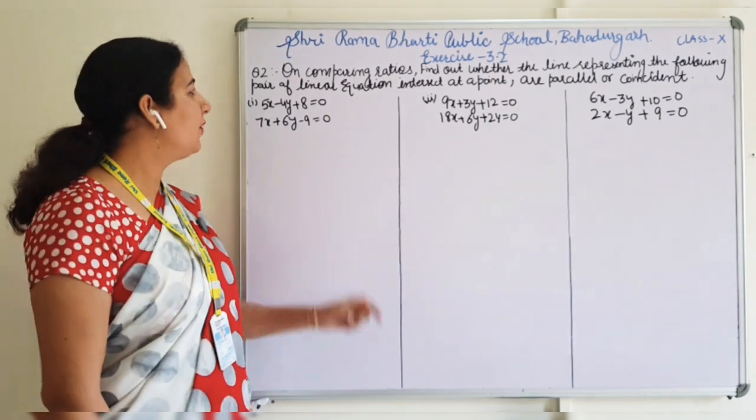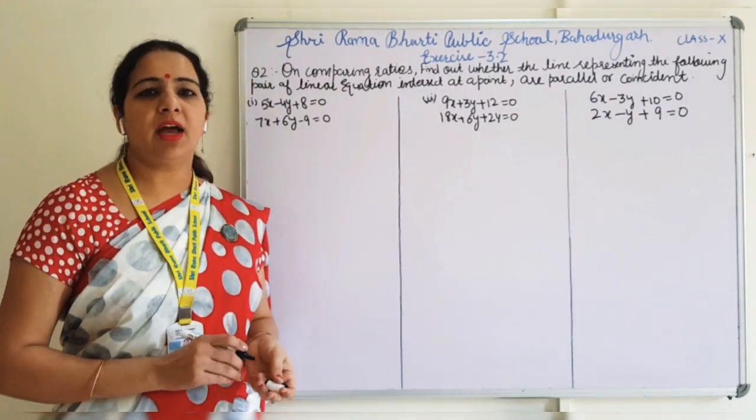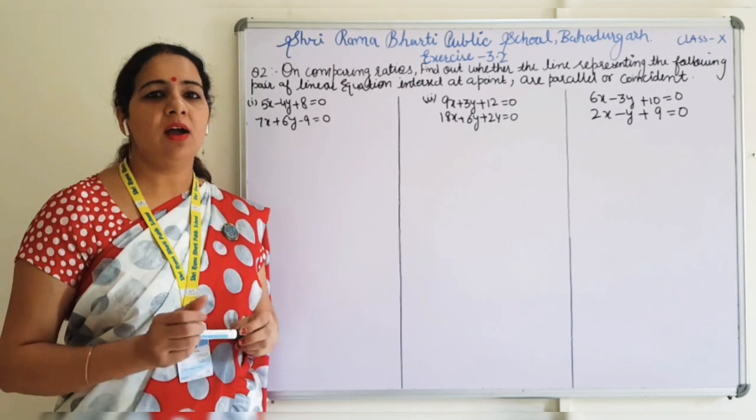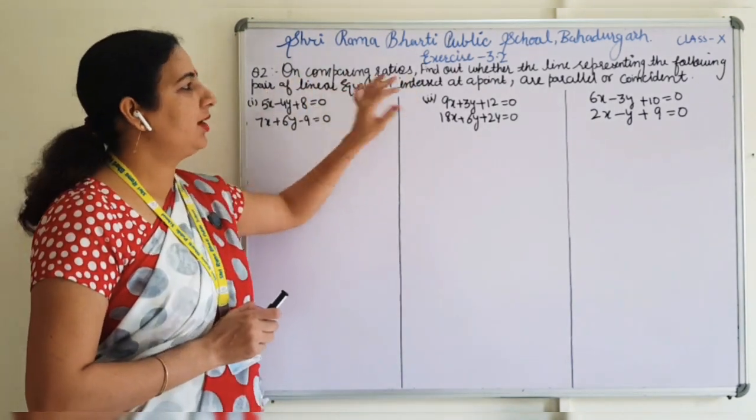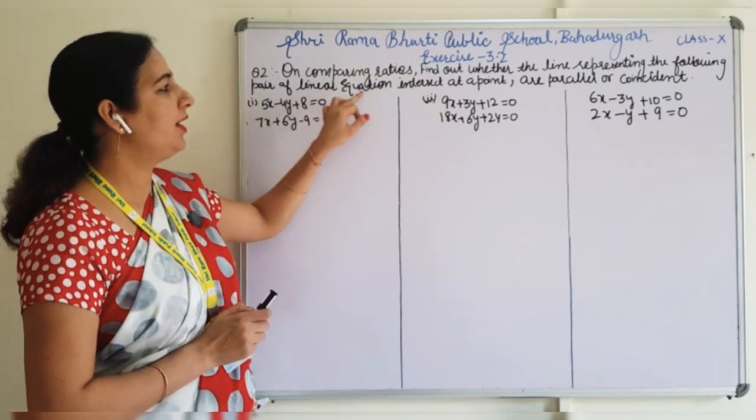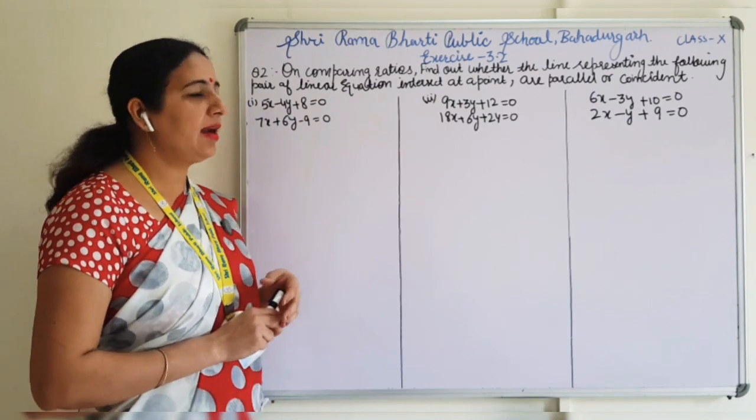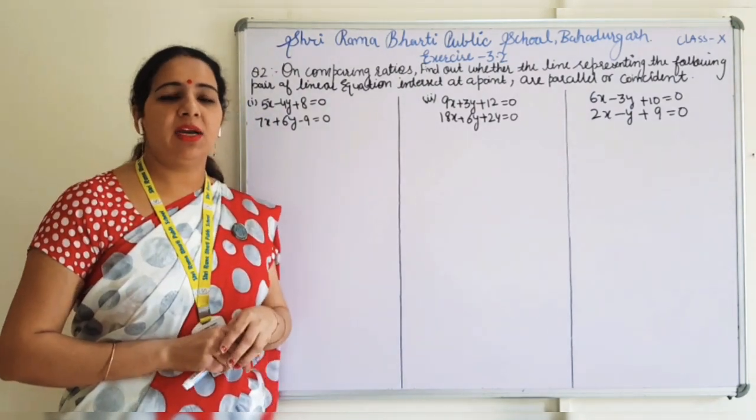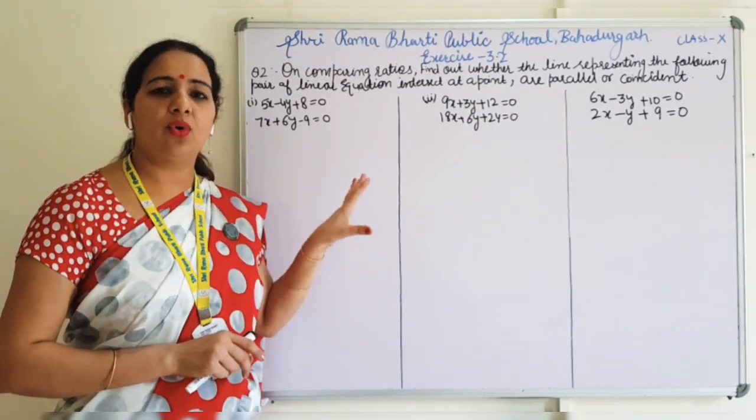So here we are going to start our second question. It is related to the ratios. Ratios mean the coefficient ratios. So on comparing ratios, find out whether the lines representing the following pair of linear equations intersect at a point, are parallel or coincident. It means the lines are intersecting or not, parallel, coincident.